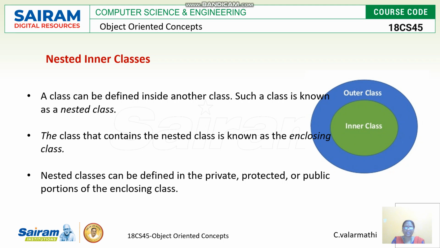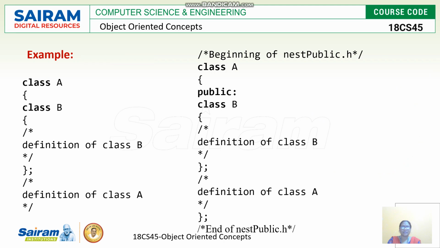The inner class, that is nothing but the nested class, can be defined in the private, protected or public portion of the enclosing class, right? So this is the simple example of nested inner classes. How it is done programmatically, let us see.